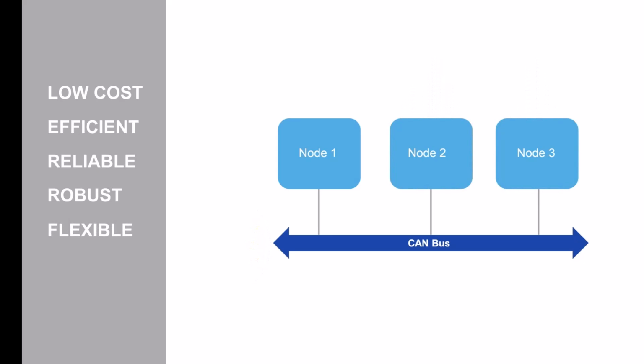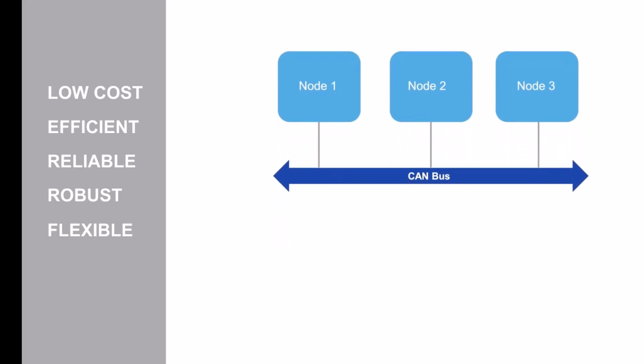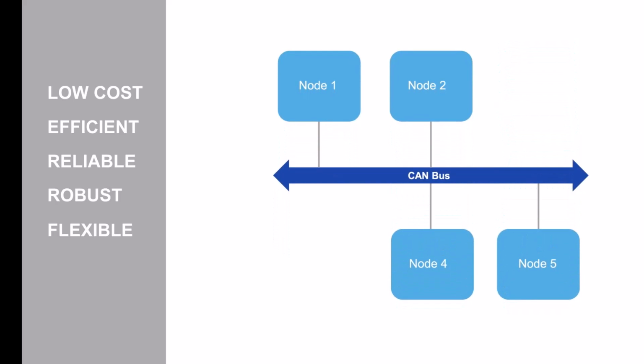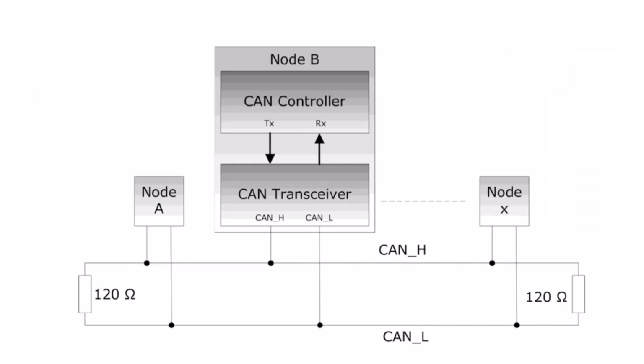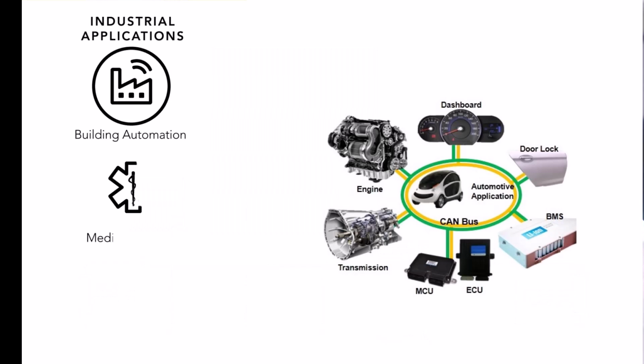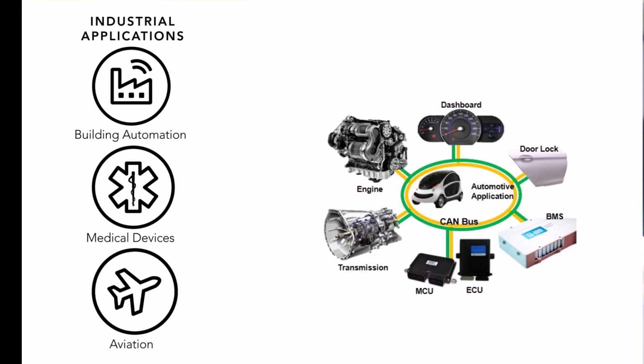Lastly, CAN is flexible because it is a message-based protocol. The nodes on the network contain no identifying information associated with them. This allows nodes to be added or removed from the system without any hardware or software modification. Because of these benefits, it is no wonder CAN is the network of choice for ECU and sensor communication in nearly all automotive applications today. It is also growing in popularity in many industrial applications where the same reliability, robustness, and flexibility are required, including building automation, medical devices, aviation, and many more.